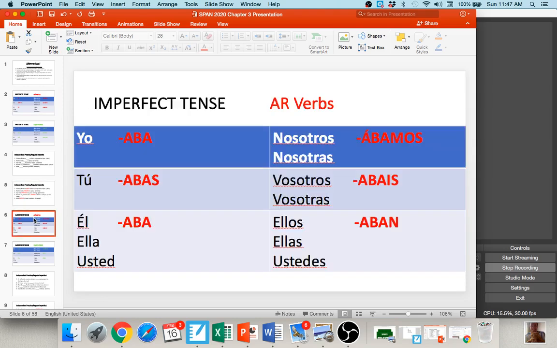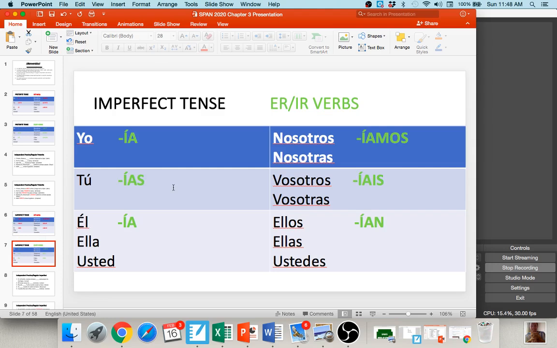For our imperfect tense, we have a new set of endings, of course, and for an AR verb, like hablar, we're going to chop off our AR and add back aba, abas, aba, ábamos, abais, or aban. So again, hablar, hablaba, hablabas, hablaba, hablábamos, hablabais, and hablaban. For an ER or IR verb, you're going to chop off that ER or IR, adding back ía, ías, ía, íamos, íais, and ían. So for a verb like comer, comía, comías, comía, comíamos, comíais, and comían.